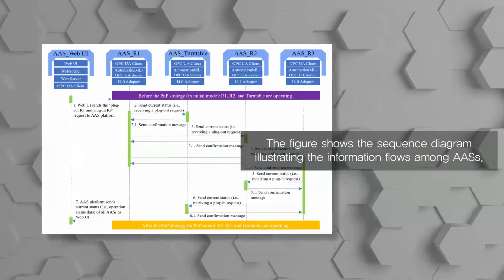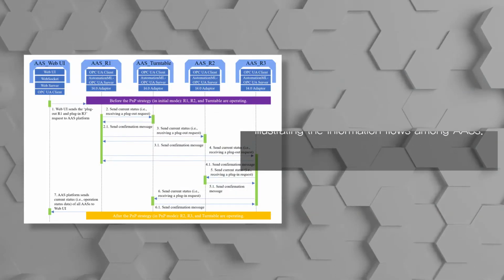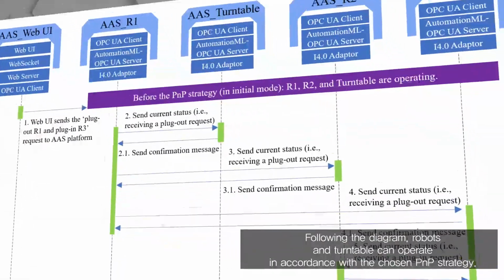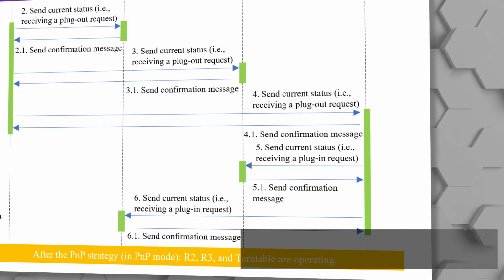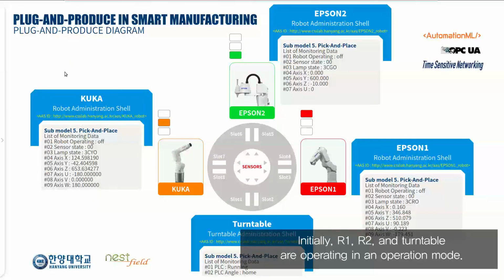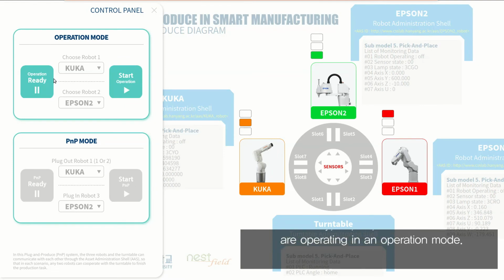The figure shows the sequence diagram illustrating the information flows among AASs. Following the diagram, robots and turntable can operate in accordance with the chosen PnP strategy. Initially, R1, R2, and turntable are operating in an operation mode.